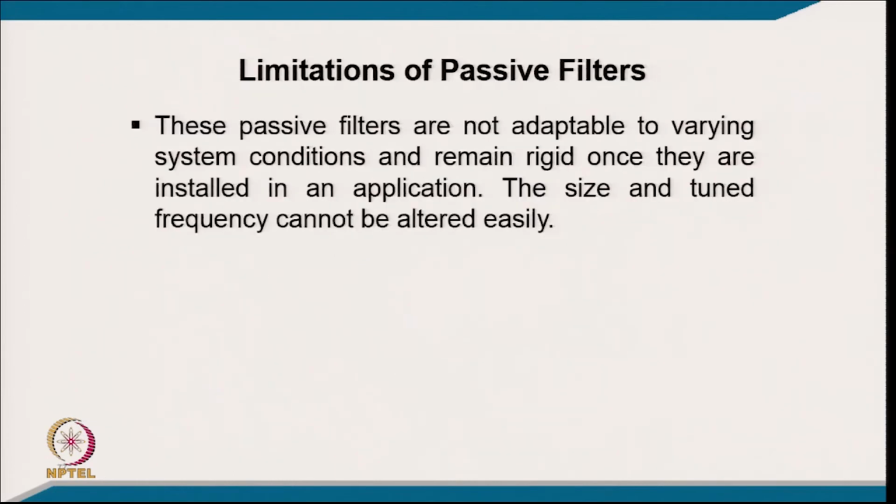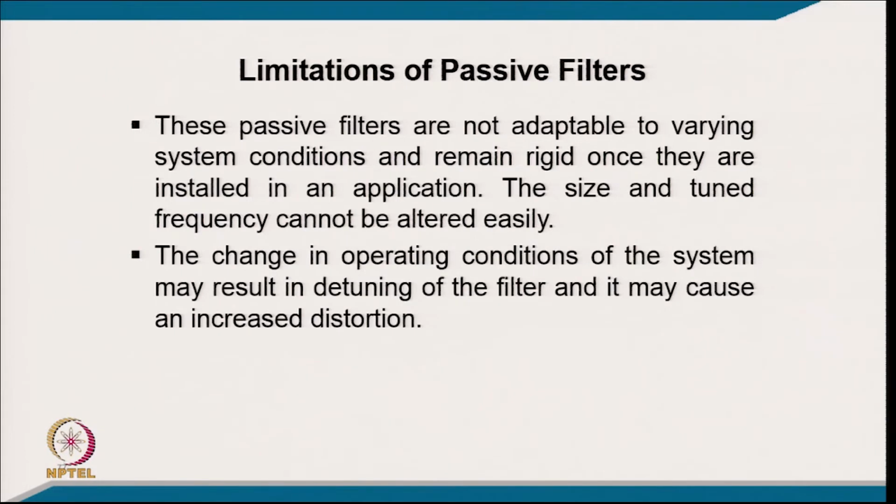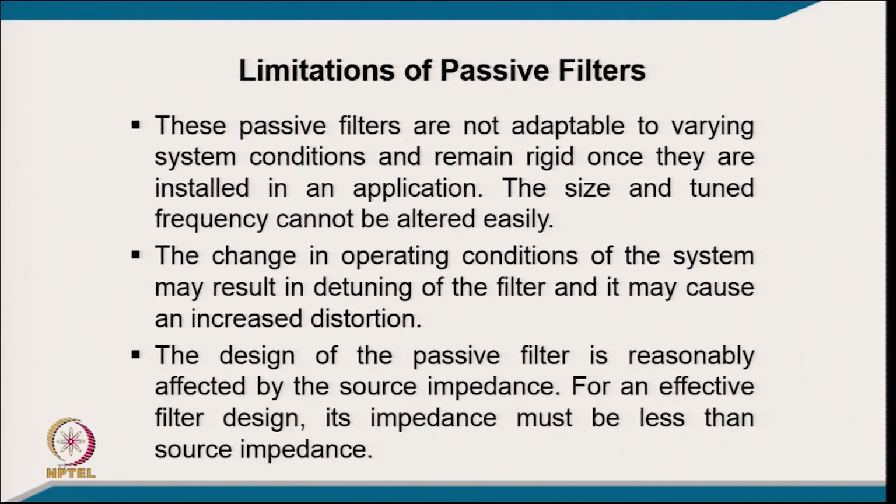Now, coming to the limitations of passive shunt filter, the limitations are: the passive filters are not adaptable for varying system conditions and remain rigid once they are installed in an application. The size and tuned frequency cannot be altered easily. The change in operating conditions of the system may result in detuning of the filter and it may cause an increased distortion. The design of the passive filter is reasonably affected by source impedance. For an effective filter design, its impedance must be less than source impedance.